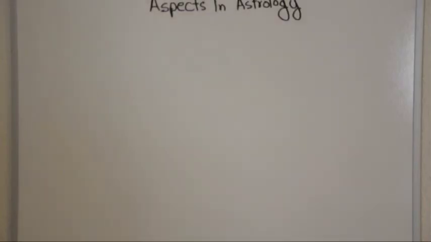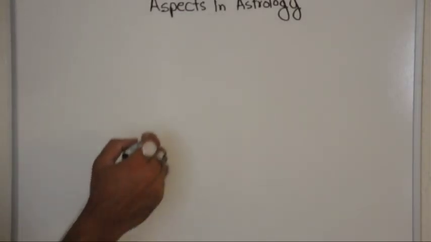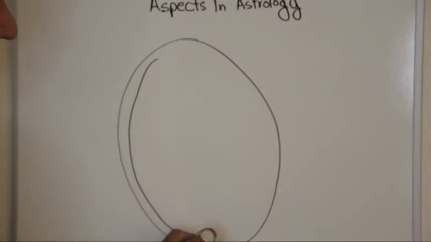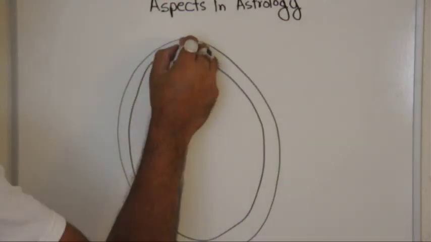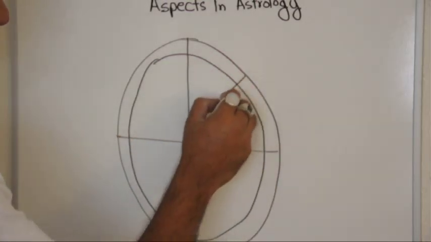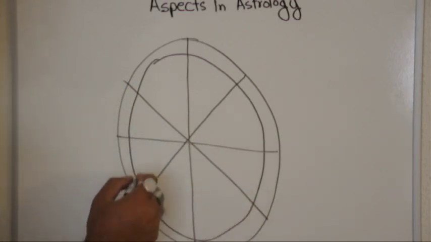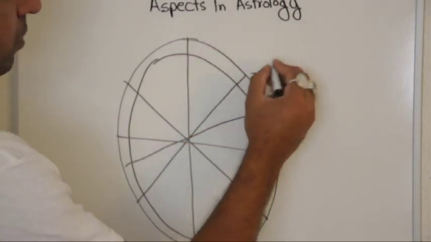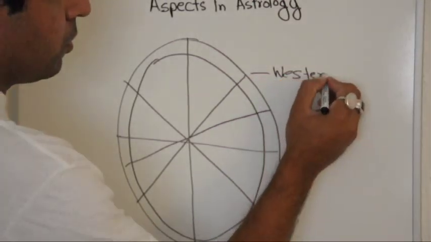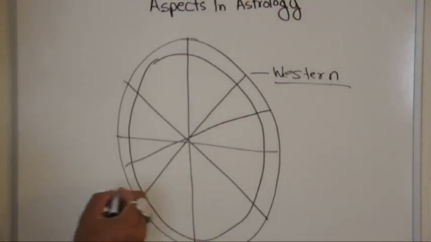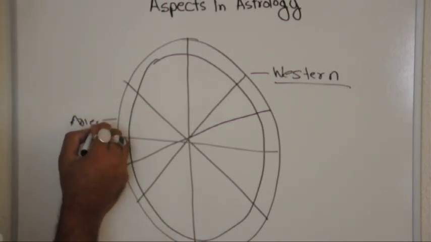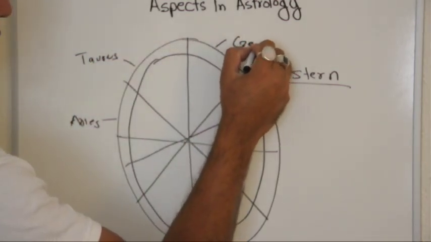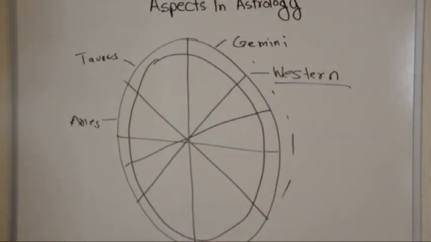Let's go. The first thing I'm going to show you is the complicated side of aspects, and why people get discouraged about learning aspects when they see them in a Western astrological chart. This is a really rough cut of a Western astrological chart. So 1, 2, 3, 4, 5, 6, 7, 8. This might be Aries, Taurus, Gemini, and then the zodiac goes on so forth.